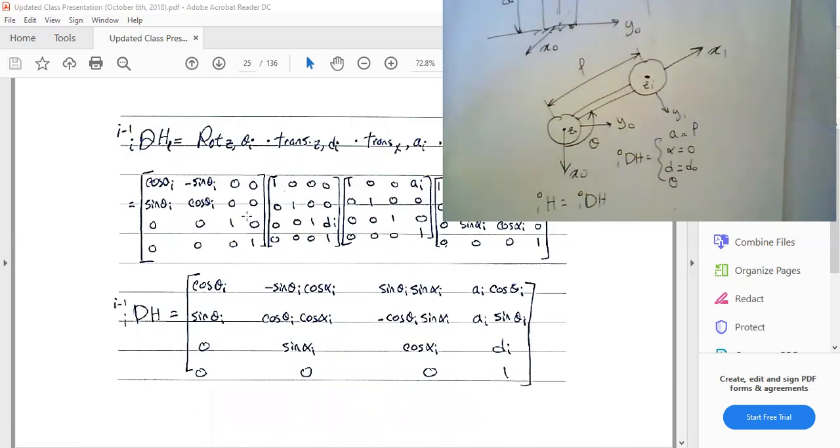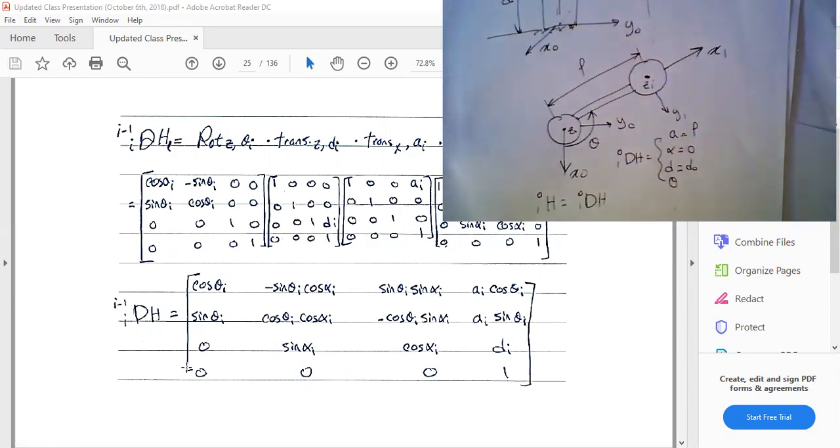So this is the DH transformation. This is rotation about z by theta, translation about z by d. Translation about x by a, and then rotation about x by alpha. Literally, I'm building this from the elementary rotations and translations we've already developed in our course. You end up with this. So this is your DH transformation.